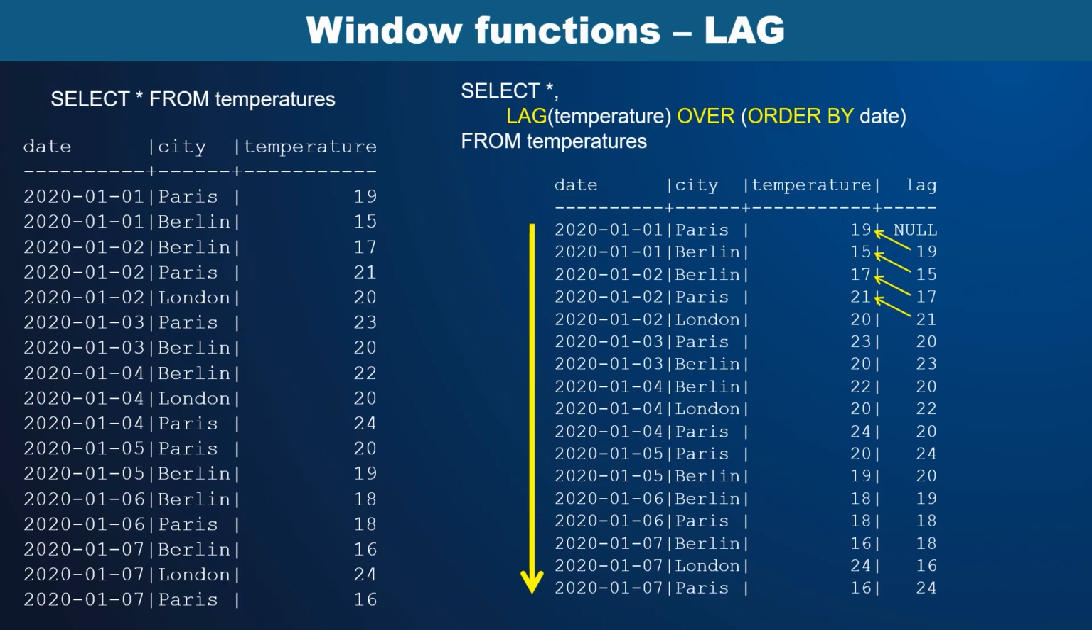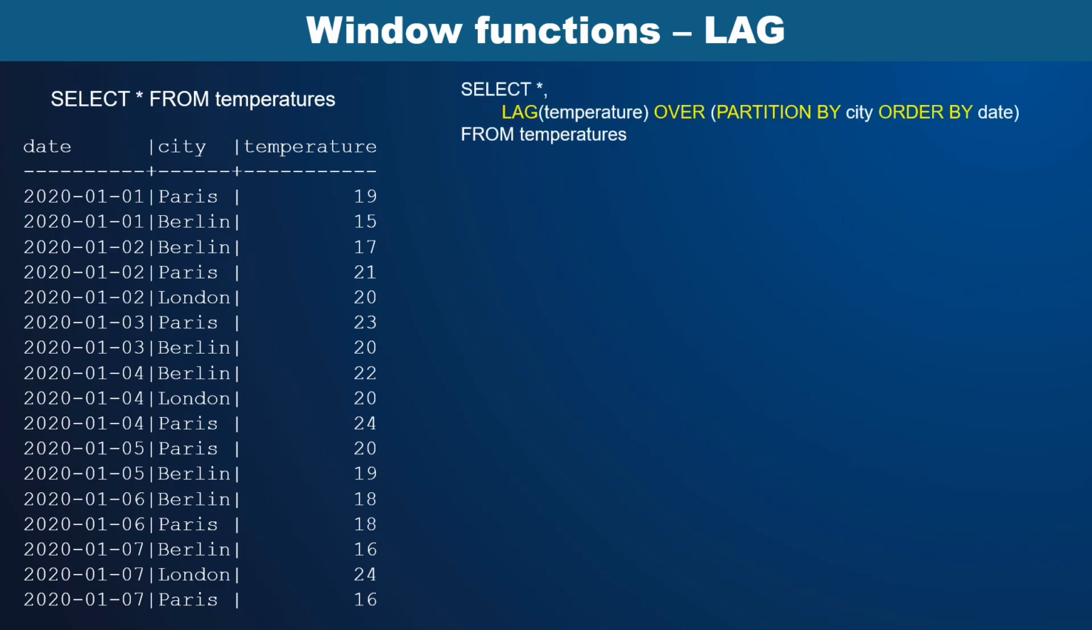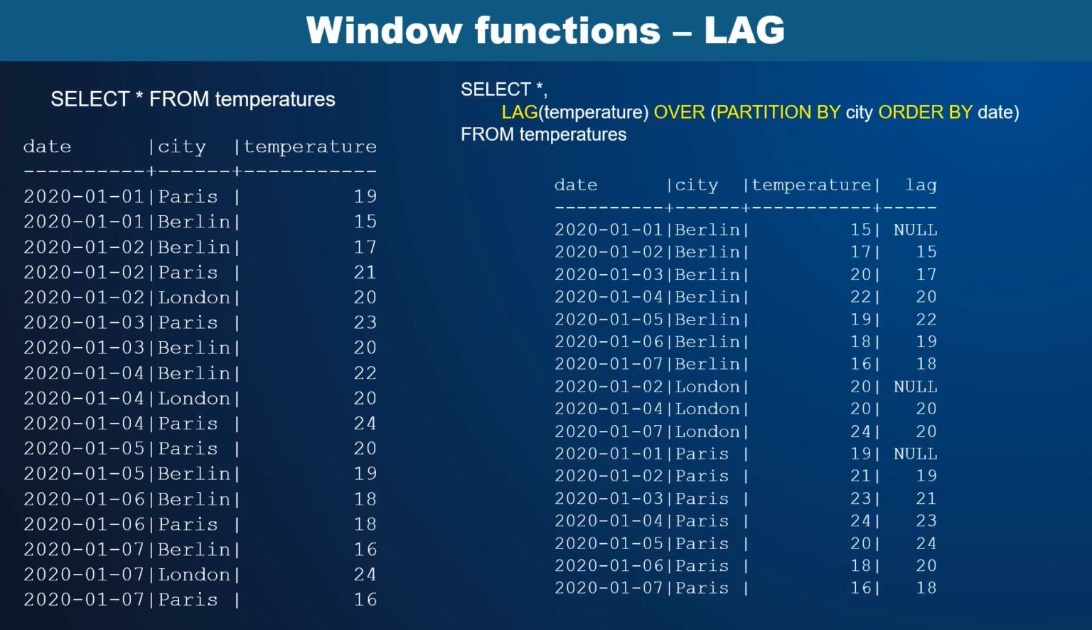Here, the city column is not used and is irrelevant. What if we include the city column with the partition by clause, like this? We're partitioning by city and also sorting by date. You can see in the result the lag function still takes temperature from the previous row.